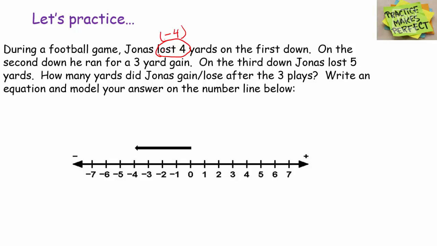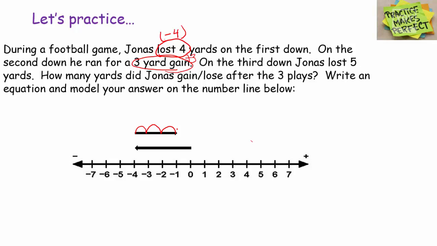Then it says on the second down, he ran for a 3-yard gain. A gain means a positive number. So if it's a 3-yard gain, that means I'm moving forward 3 yards. So I'm now going to go to the right 3. If I look at my vector for this one, it starts at the negative 4 where my last vector left off, and it moves 3 units or 3 numbers to the right. 1, 2, 3. Once again, if you need to draw bubbles to help you out.